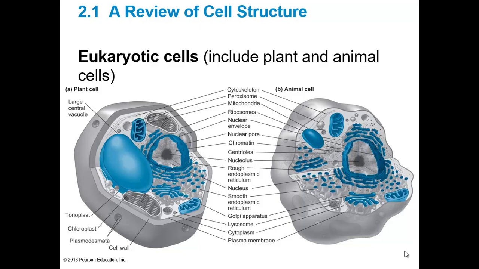And you see how structured and how varied eukaryotic cells can be. And depending on whether the cell is photosynthetic, it may include chloroplasts. If it's not photosynthetic, then it doesn't include chloroplasts.